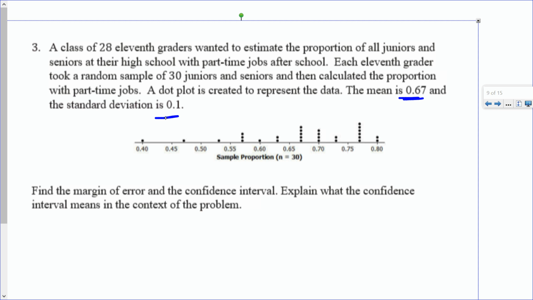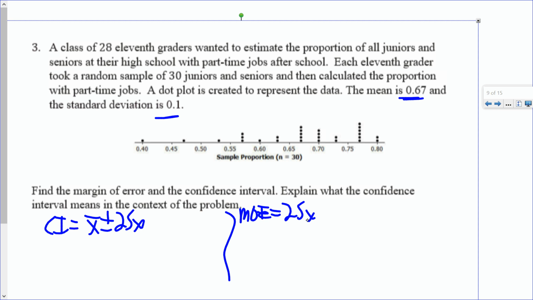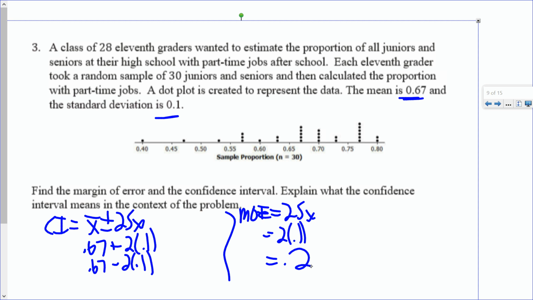Okay, now that you tried it on your own, your confidence interval is the mean plus and minus 2 times the standard deviation. The margin of error is 2 times the standard deviation. So we got 0.67 plus 2 times 0.1, 0.67 minus 2 times 0.1, and we got 2 times 0.1. I don't need a calculator for that one, that's 0.2. And I don't need a calculator for this either. 0.87, 0.47, so 0.47 to 0.87.